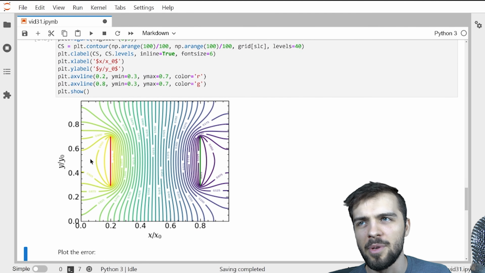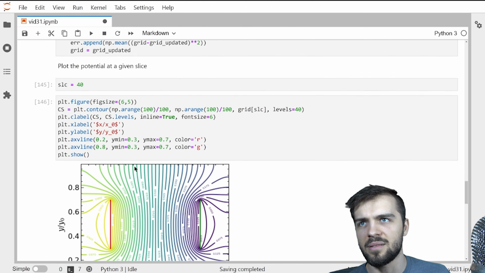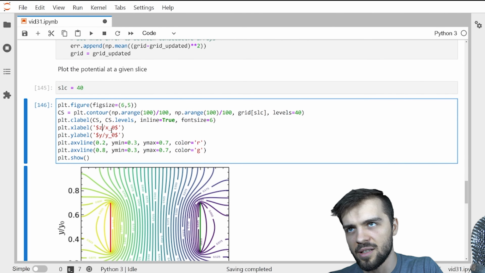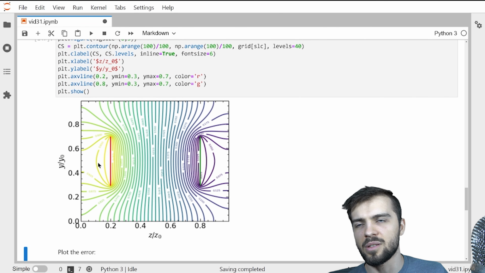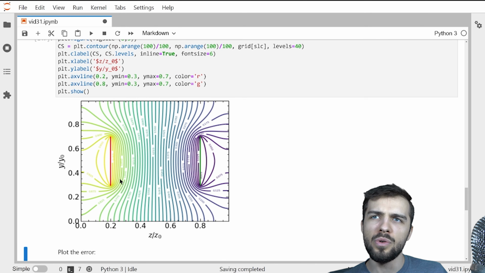And there's numbers here. Maybe you can't quite see them in the video. But, oh, and this label here should be Z over Z naught. And the other one is like X or Y. So this is in the Z direction. This is the Y direction. And you get this beautiful looking plot here.